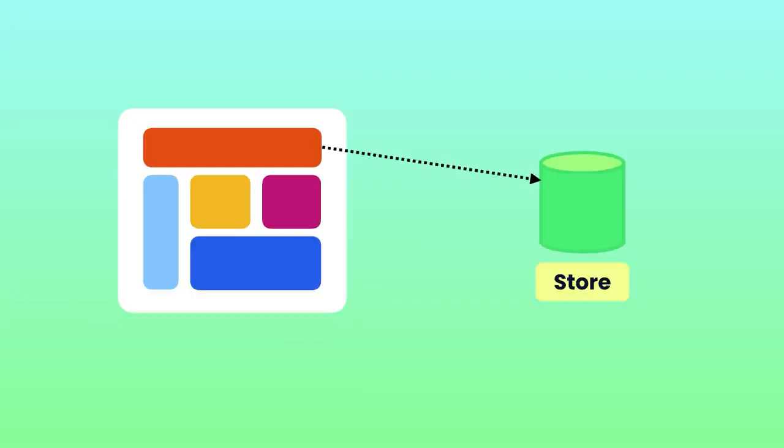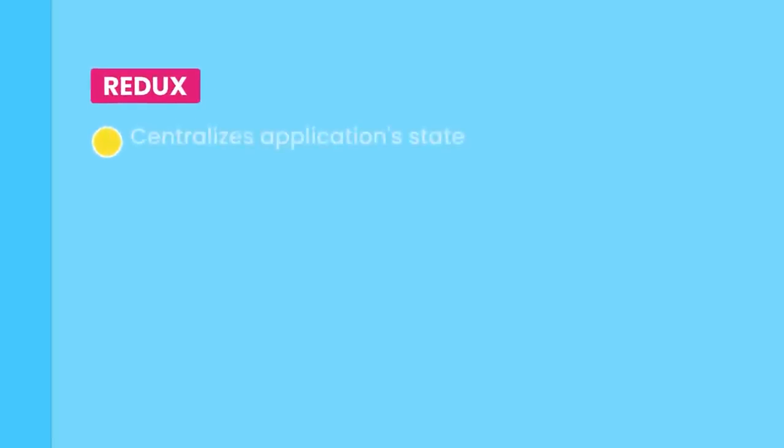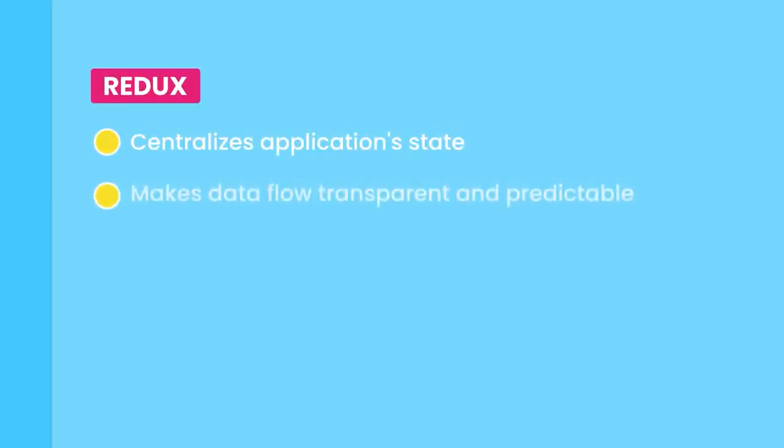If we need to update the data, there is a single place we have to update. So this immediately solves the problem of synchronizing the data across different parts of the UI. But Redux's architecture also makes it easy to understand how the data changes in our applications. If something goes wrong, we can see exactly how the data changed, why, when, and where it came from. So in a nutshell, Redux centralizes our application state and makes data flow transparent and predictable.